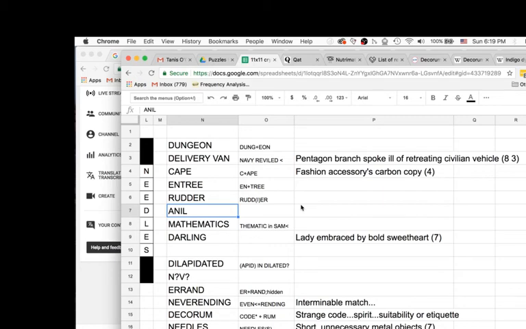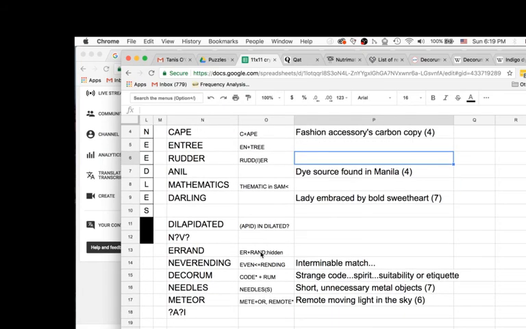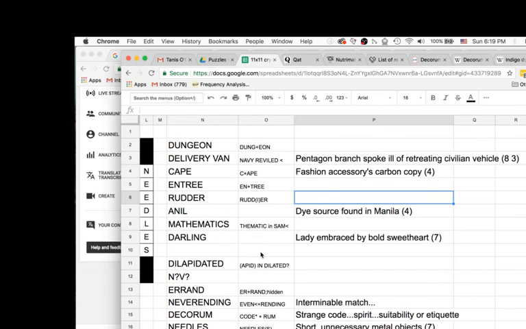So, dye source found in Manila. Not the most challenging clue, but it works. Rudder could also be D in rooter. We could have ridges. Well, ridges could be bridges. All right, let's see. I'm up to 7 clues. So one more and I'll be halfway done. That's nice.